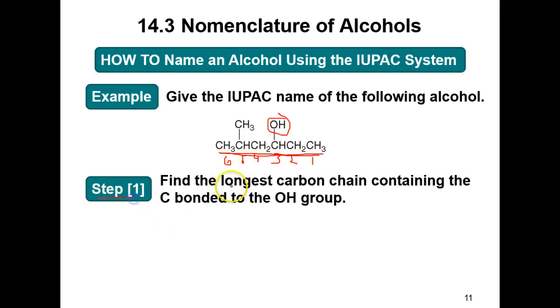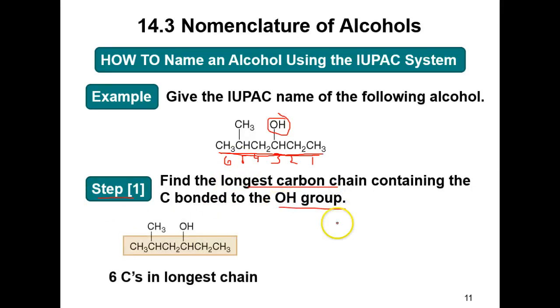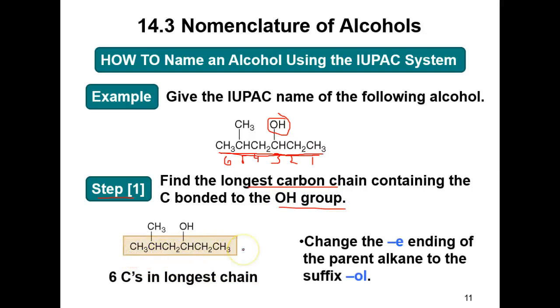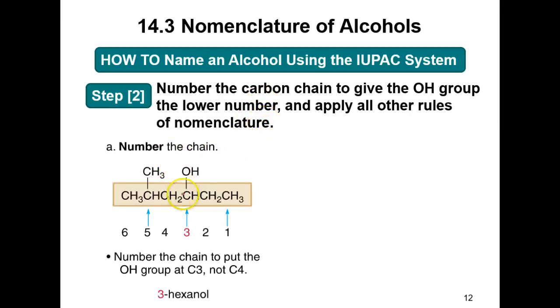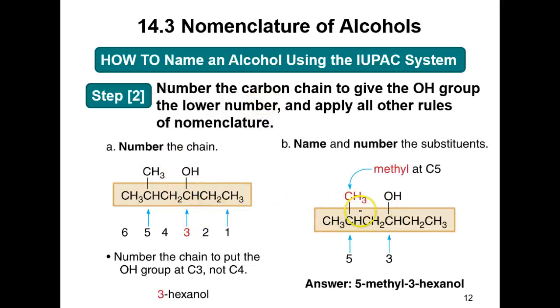So step 1 is to find the longest chain that includes the OH group, which are these 6 carbons. Because it's hexane, you're going to drop the E and put an OL in place of it. So instead of hexane, you have hexanol. Number the carbon chain that gives the OH the lowest number, so the side that's closest to the OH group. Then you name any of the substituents, so 5-methyl, 3-hexanol. Pretty straightforward.